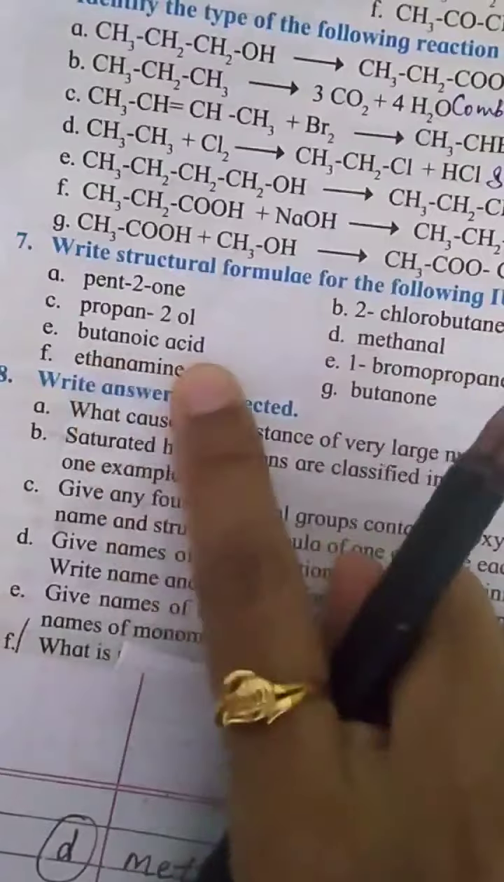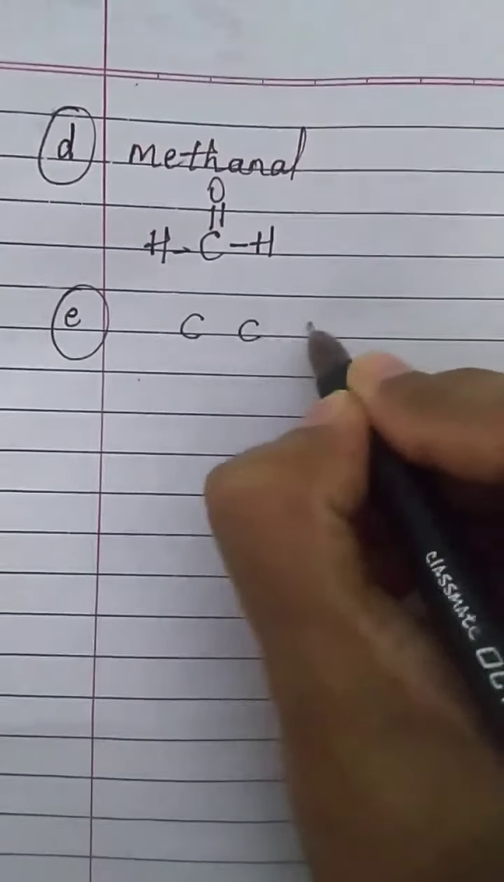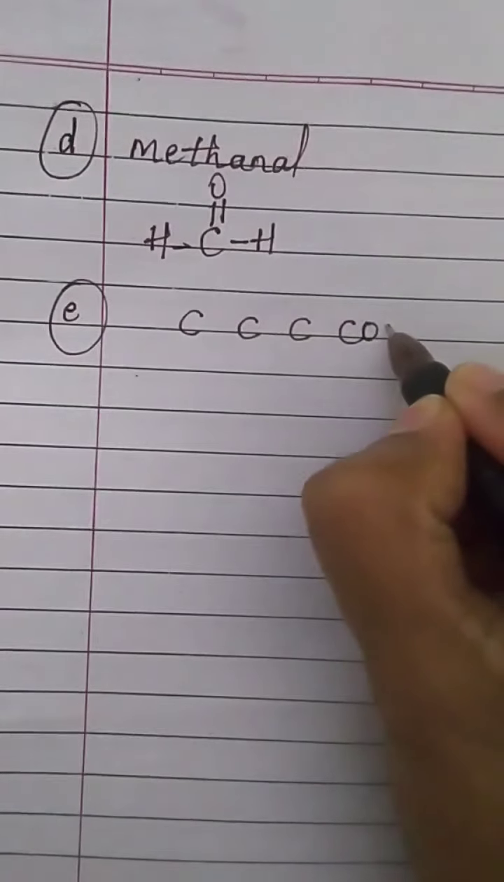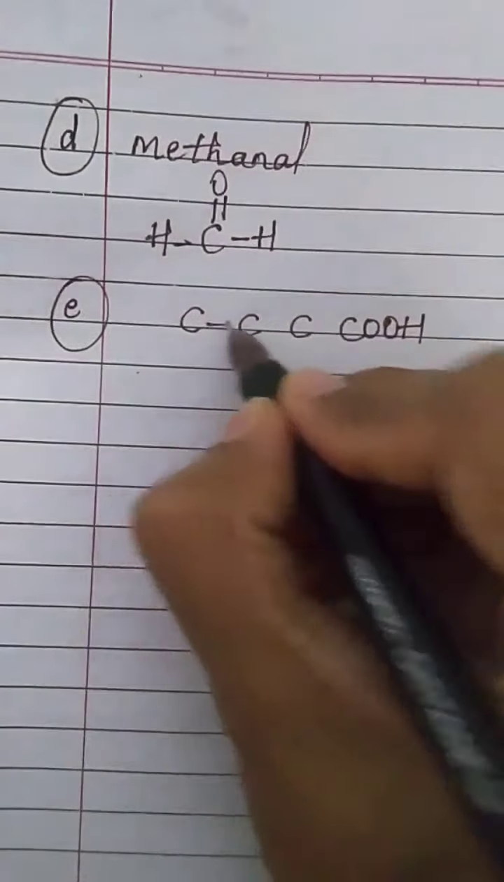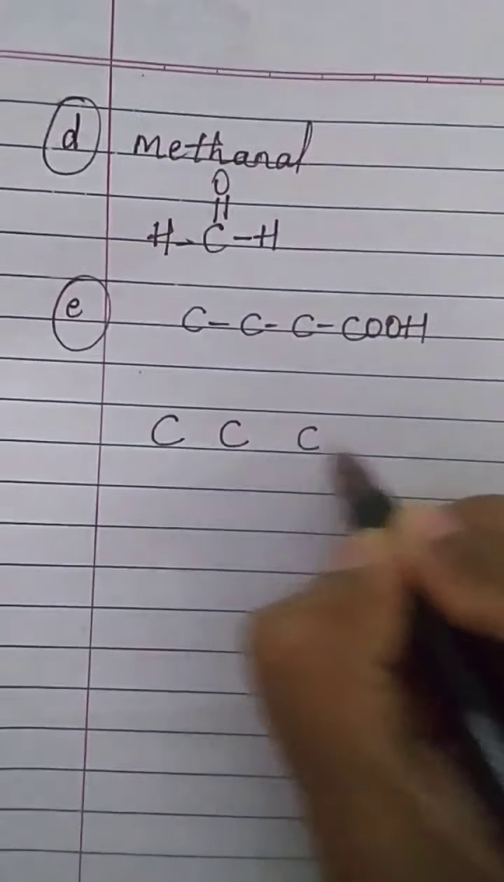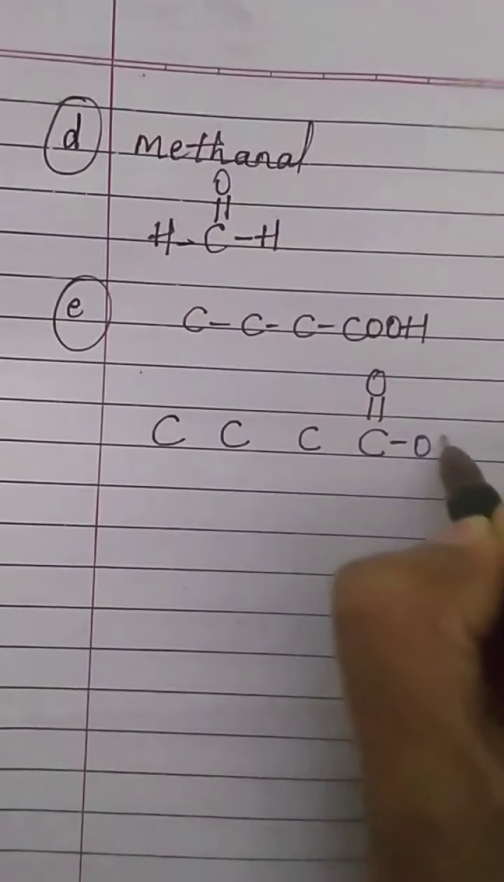Question number E is butanoic acid. Butanoic acid: methane, ethane, propane, butane. Acid means you have a C double bond OH, the COOH group. Satisfy the valency. Let us draw the structure. Methane, ethane, propane, butane. Acid means it should be C double bond OH.